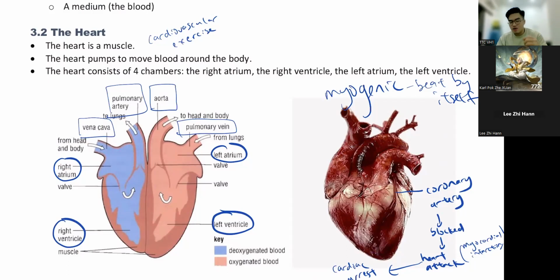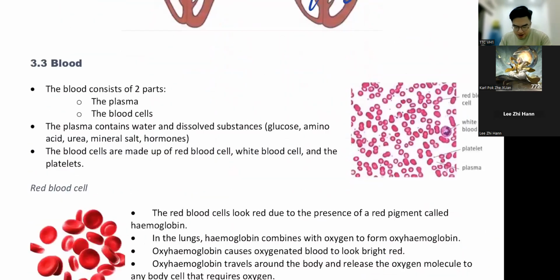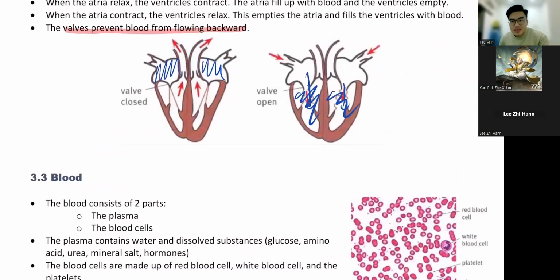This is how a coma is like. Coma is when your brain is not functioning, but your heart is still functioning. That's why your heart still doesn't die, because it is still working. Anyway, so this is your heart.